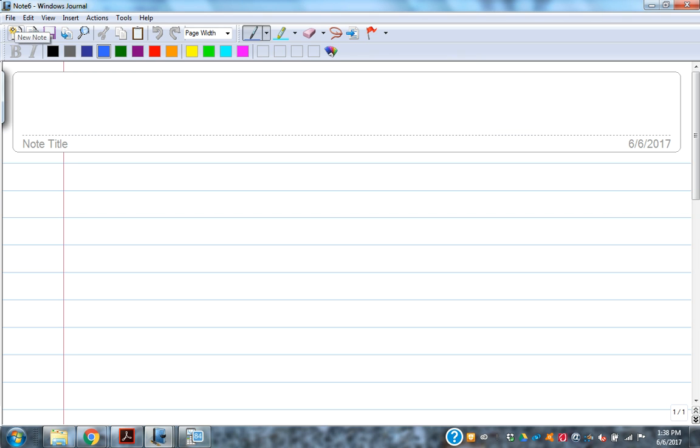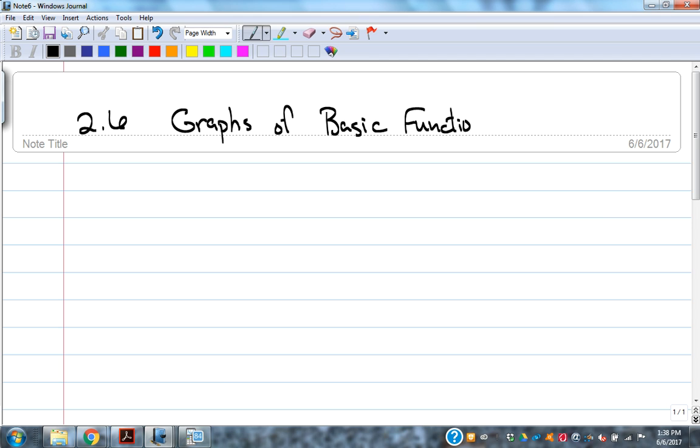Okay. All right. Section 2.6 is where we're going to be, and it's the graphs of basic functions. There's a thing we need to talk about. It's called continuity. The first part of that word is the root of continuous. Continuity talks about continuous functions.